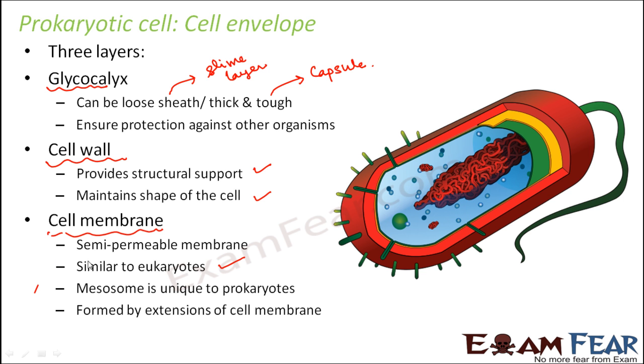The only thing which is unique to prokaryotes is the presence of mesosomes. So here from the cell membrane, some different extensions or a different layer is formed, which is called mesosome. So it is formed by extension of the cell membrane. So this layer was not formed in case of eukaryotes. So this is something different which happens in case of a prokaryotic cell.